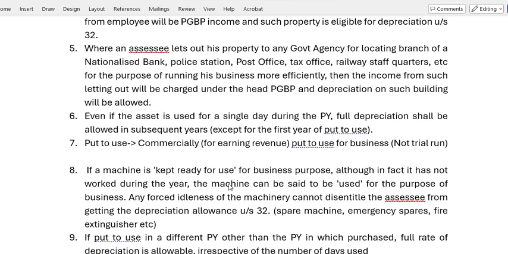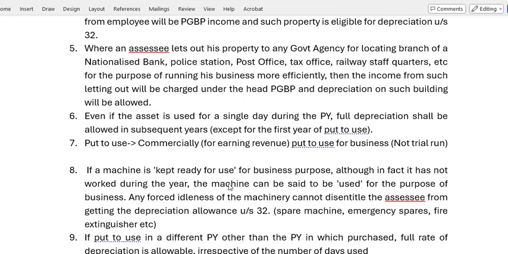Now, for example, another case you can consider: you bought some asset on 6th June 24, but you put it to use on 31/3/25. Only one day you used it, you put it to use. Even then, you can get only 50% in the same year.